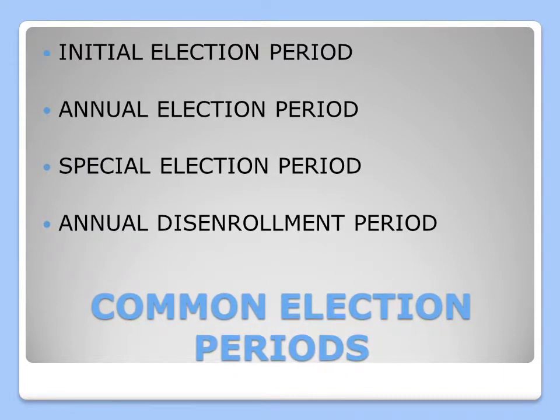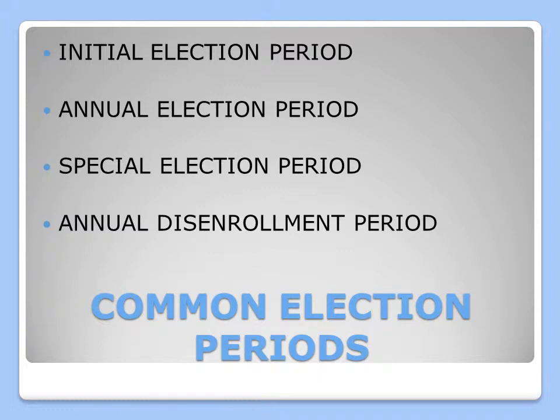In order to enroll in a Part D plan, there has to be something called an election period. We're going to look at 4 common election periods used. The first being the initial election period. This is when you're turning 65 and getting Medicare for the first time. You have the 3 months before, the month of, and the 3 months after. Any one of those months you can enroll in a Part D plan.